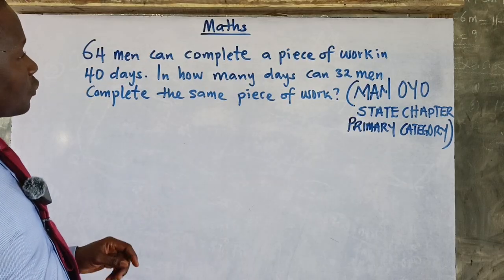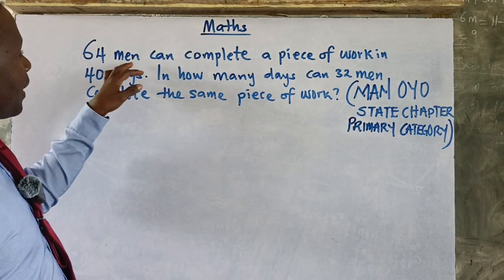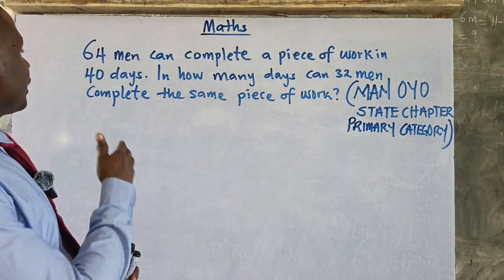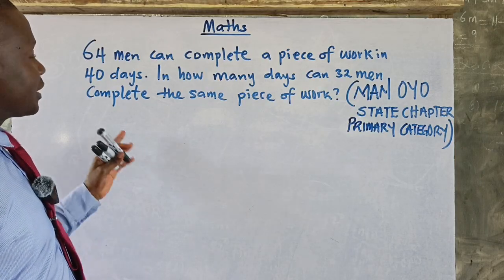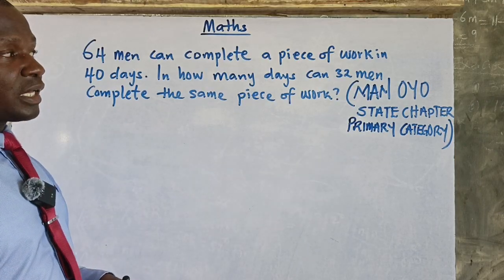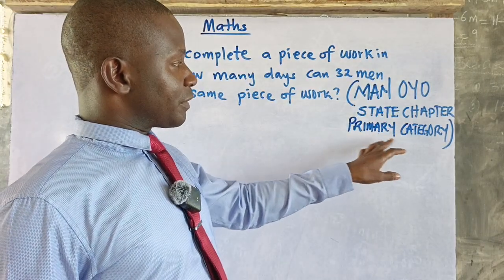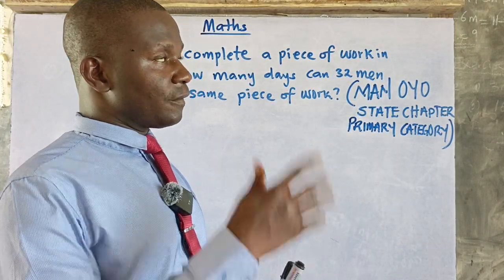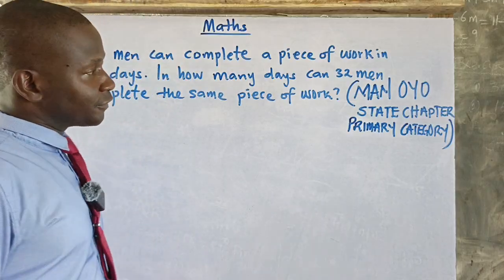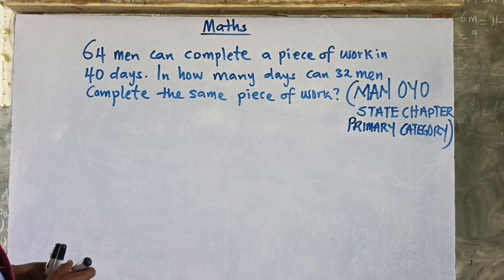So we are given this question to solve. 64 men can complete a piece of work in 40 days. In how many days can 32 men complete the same piece of work? This is Oyo State chapter, primary category. This question came out last year at local level.